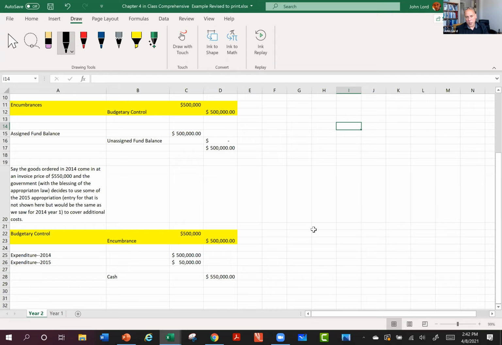Now, remember, we did have an extra 200,000 sitting there from last year's budget. So maybe this would not be necessary. Maybe we just say, okay, expenditure 2014, 550,000, because we do have a $200,000 amount left over that we could use against the 2014 appropriation, because we didn't spend all of it. We didn't spend all of our revenue from that year, and maybe we would be able to spend some of that 200,000 if they appropriated it from the 2014 surplus. But in this example, I just assume they wrote a new appropriation 2015, and we spent that additional 50,000 out of that appropriation.